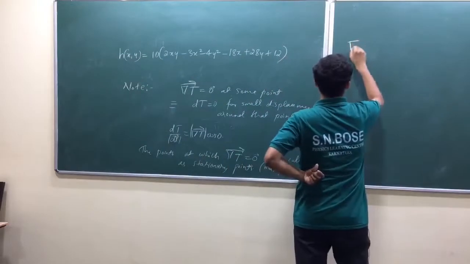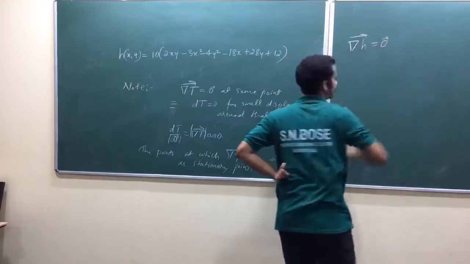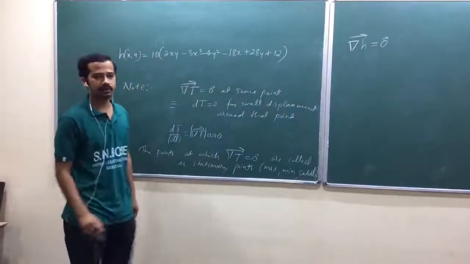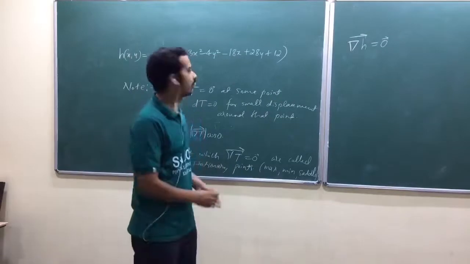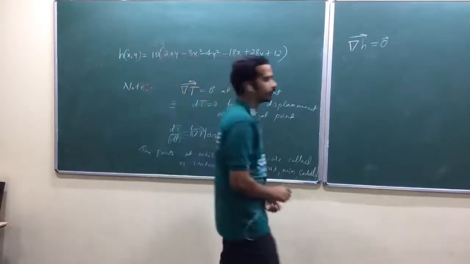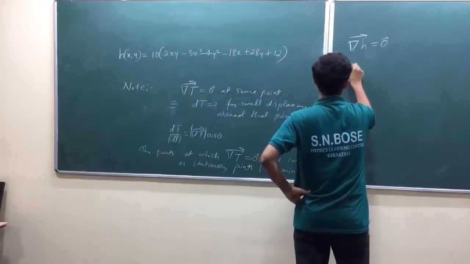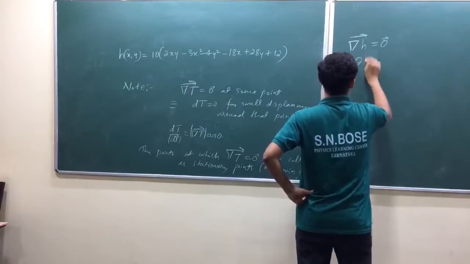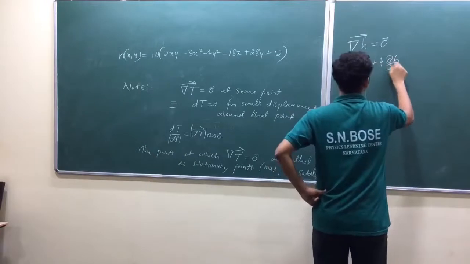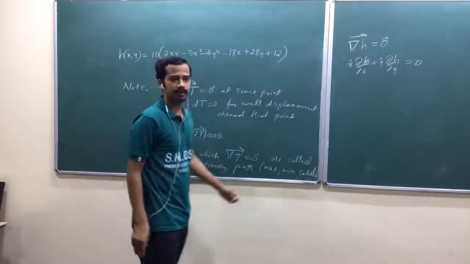First idea: del of h should be equal to 0. Am I right? This will give two conditions. Why? That's a vector. A vector is 0 only when its components are 0. And you will have two equations, two unknowns, obviously x and y, isn't it? So x cap into dou h by dou x plus y cap into dou h by dou y is equal to 0. I need to find the point where gradient vanishes, okay?